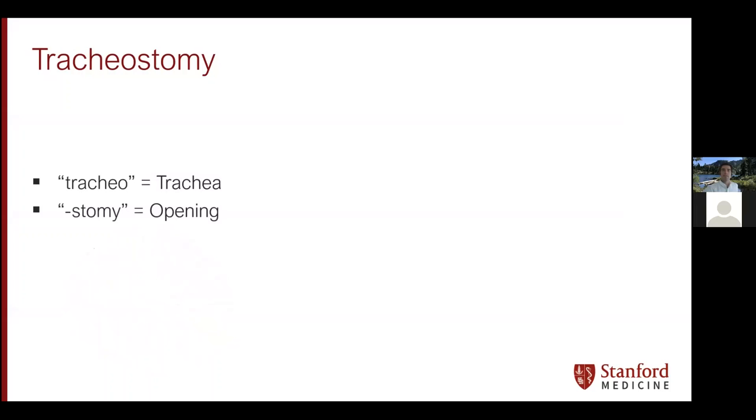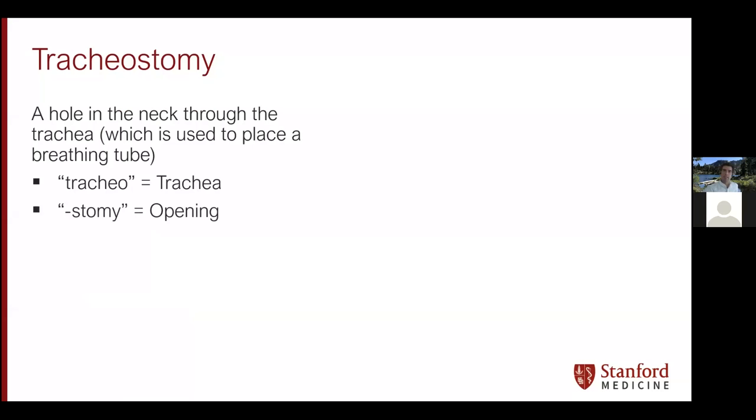Yeah, so this is exactly right. So this is an opening in the trachea. So stomy speaks to opening. So you can have an ostomy, which for instance is an opening of bowel through the skin, which is used to divert feces when you are surgically repairing something, or when you're not able to connect the intestines up correctly. In this case, tracheostomy is a hole in the neck through the trachea, and it's used to place a breathing tube.